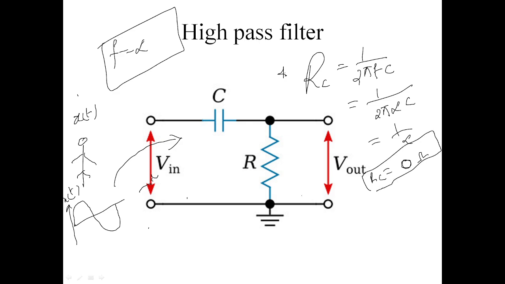Here you can see this across this capacitor, the reactance is 0. So while giving high frequency, it will pass through, it allows it. So you will get the high frequency signal at the output.